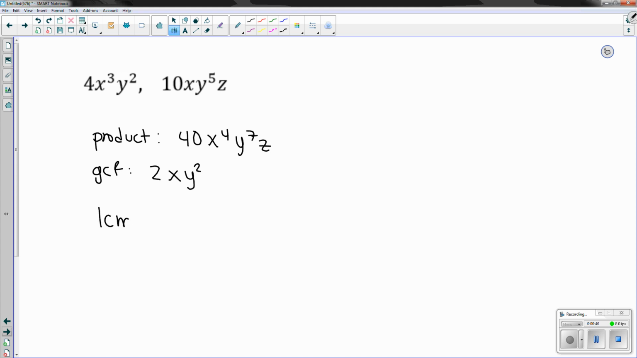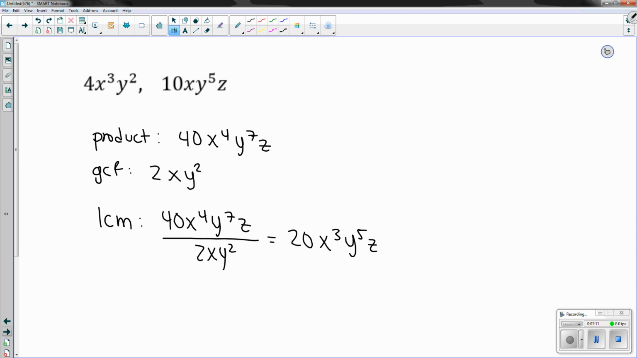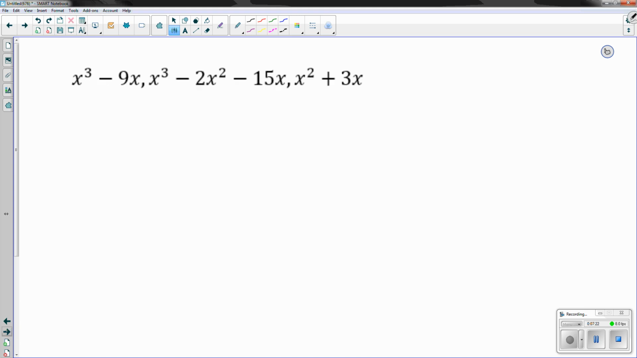So our LCM is 40x to the 4th, y to the 7th, z over 2xy squared. And now we'll make a simplification. 40 divided by 2 gets us 20. x to the 4th over x, subtracting exponents now, x to the 3rd. For the y's, we'll get y to the 5th. And there's no z in the denominator to cancel with the z in the numerator. So here is our LCM, doubling as our least common denominator had these monomial expressions been denominators in rational expressions.